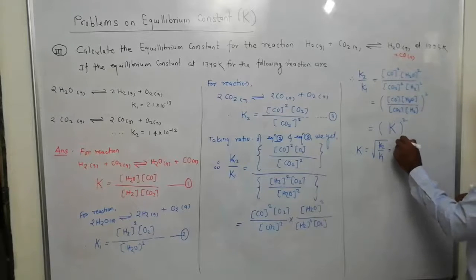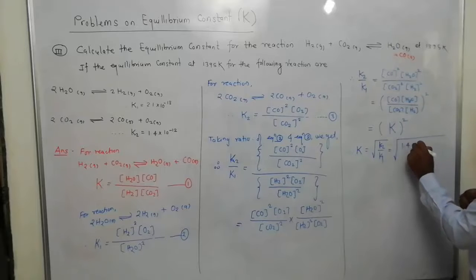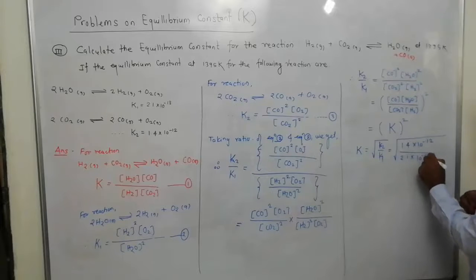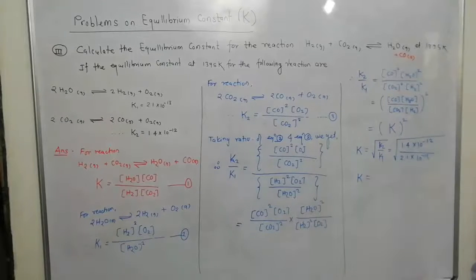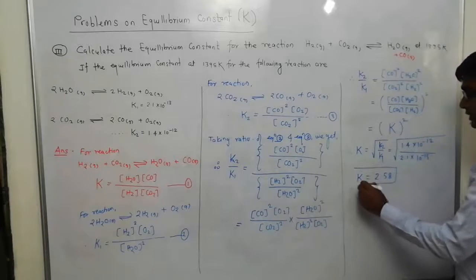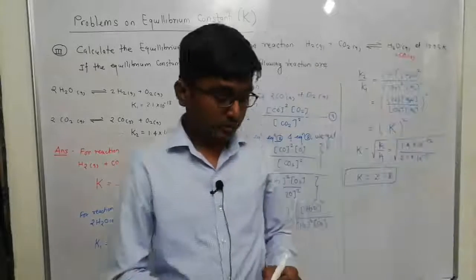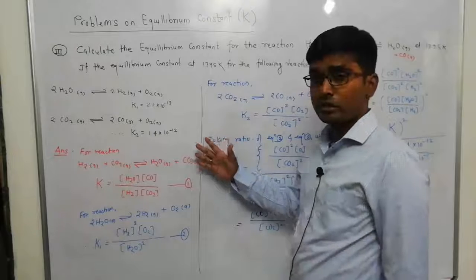Which is equal to, just put this value. What is the value of K2? It is 1.4 into 10 raised to minus 12 divided by K1, 2.1 into 10 raised to minus 13. By simplifying this, we get the value of K, and this value is equal to 2.58. So if you don't understand this problem, then please watch this session again and again and take a screenshot of this.